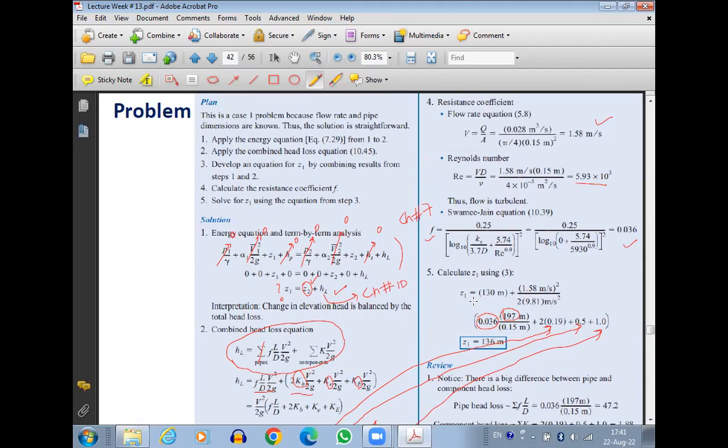If this problem is clear, okay, if it's not clear, let me know if there's any point or any step in the problem which is not clear.